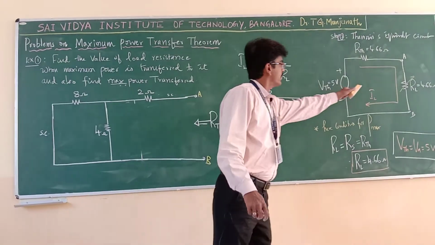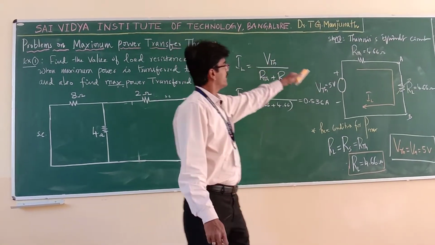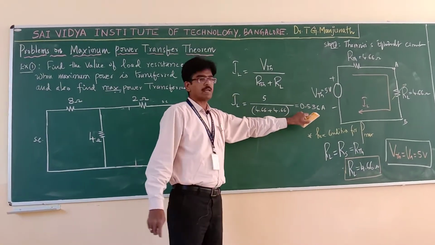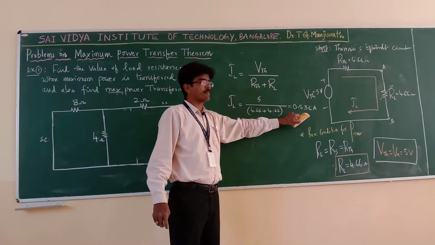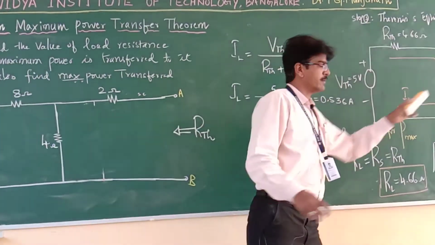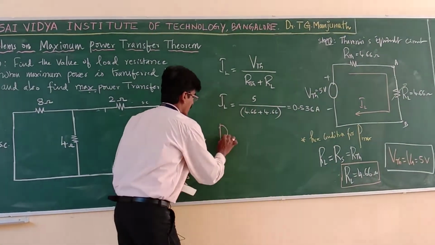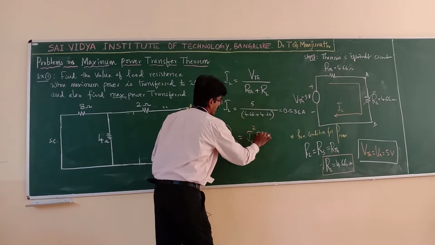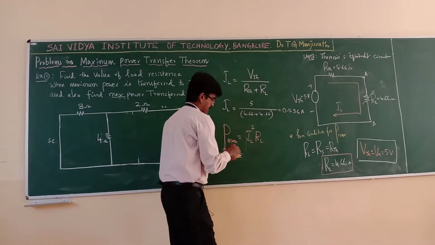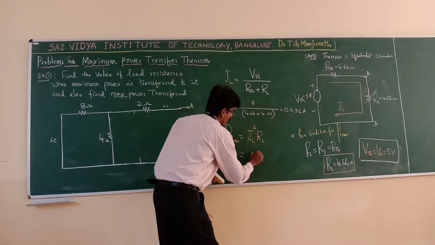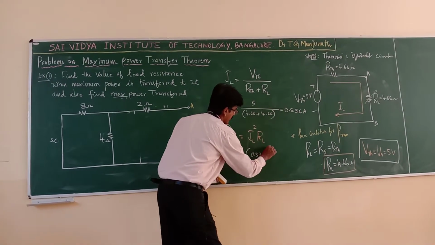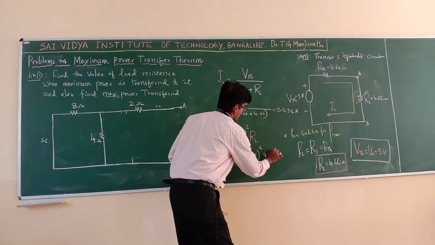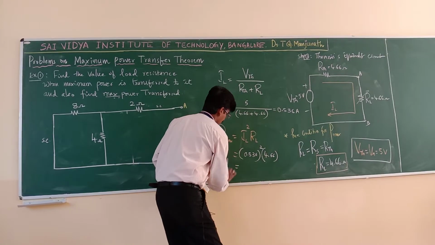Now the current is given by IL equal to V Thevenin divided by R Thevenin plus RL. Substitute here, we will get 0.536 ampere. Now what is the power equation? The power equation, Pmax, is equal to I squared into RL. So I is 0.536, whole square, into RL, which is 4.66.